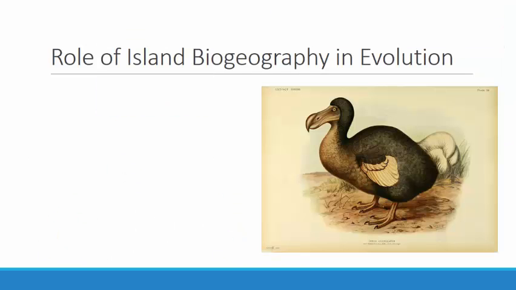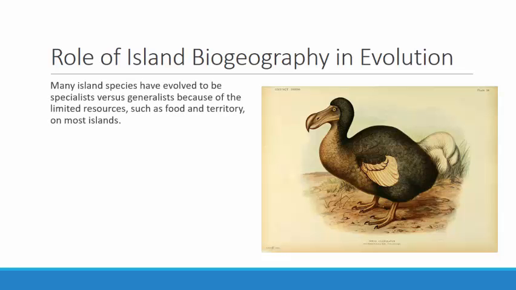Now, island biogeography plays a pretty significant role in evolution. Many island species are actually specialist species that only live in a particular niche, and invasive species tend to be more generalist. These island species became specialists because there's not as much variety of food, territory, and other resources on the island. So they have to develop these special abilities in order to survive there.